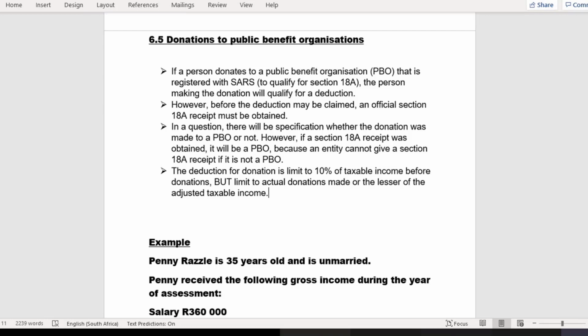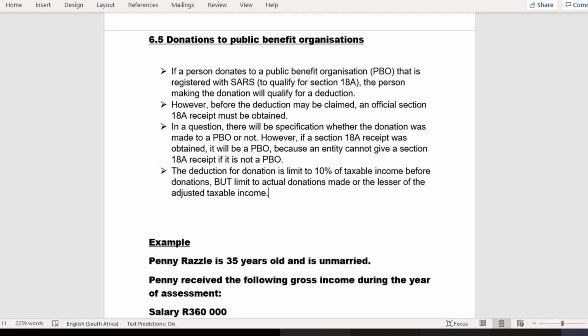Sometimes they'll just tell you that this donation has been made to so-and-so, but they don't mention that it's actually a PBO. But they issue the receipt in terms of official Section 18A. So automatically you must just know that, okay, that's a Section 18A receipt that has been obtained. Automatically that will qualify it as a PBO.